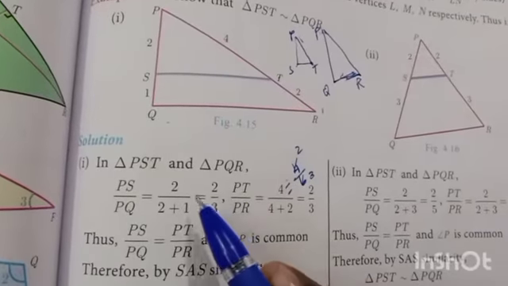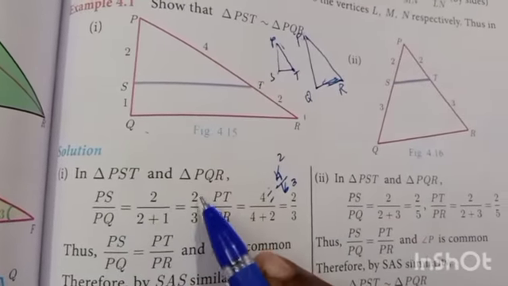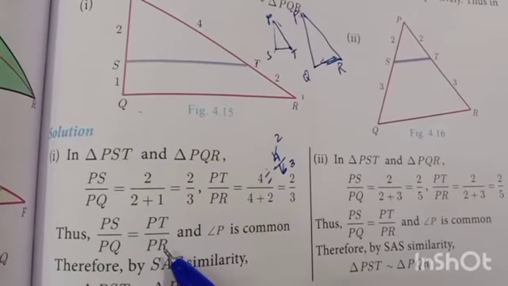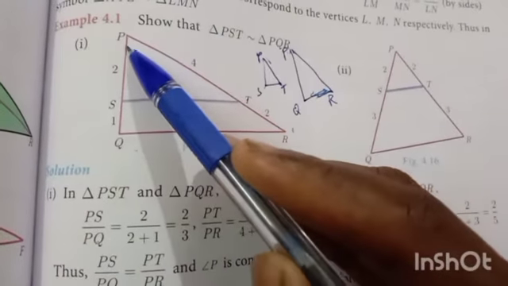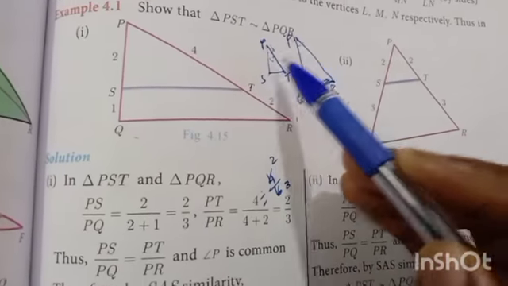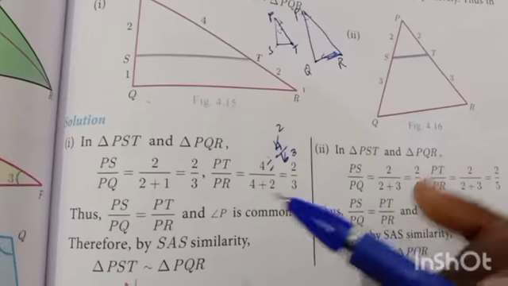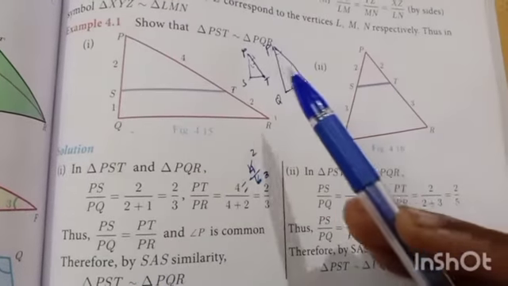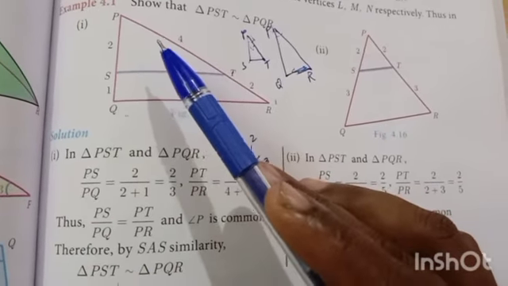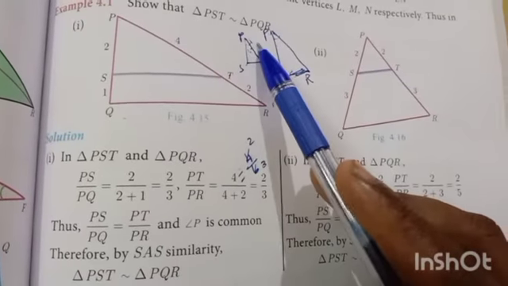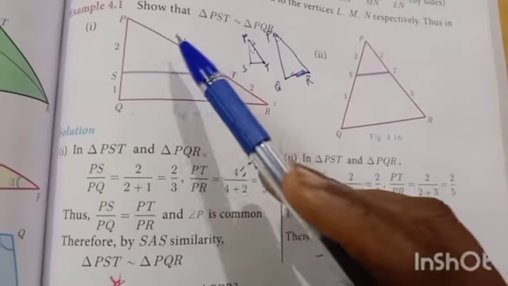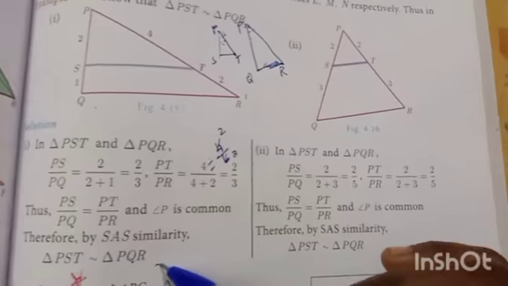So we conclude that PS by PQ is 2 by 3 and PT by PR is 2 by 3. So PS by PQ is equal to PT by PR. And angle P is common for both triangles. So we have to write angle P is common. Therefore, two sides are proportional and one angle is equal, so that is SAS similarity. By SAS similarity, triangle PST is similar to triangle PQR.